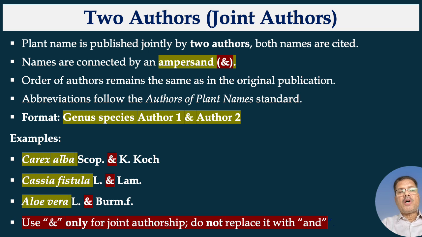Thus, the proper format becomes genus, species, author 1, ampersand, author 2, as seen in examples such as Carex alba, Cassia fistula, and Aloe vera. This style ensures accuracy, consistency, and recognition of both authors' contributions in botanical nomenclature.